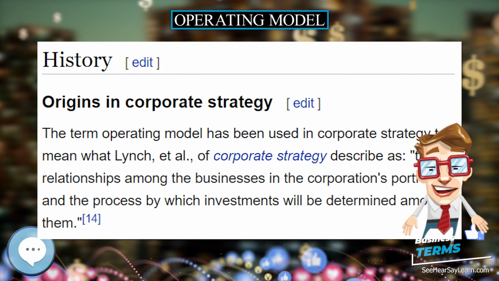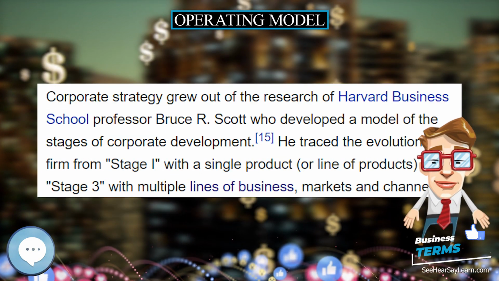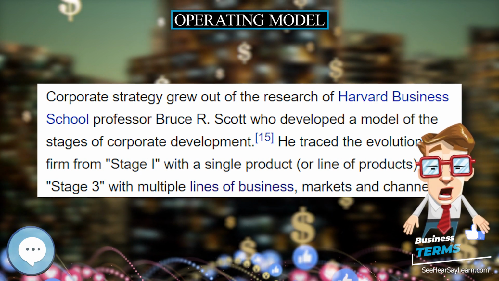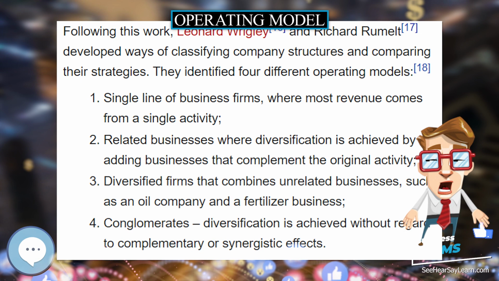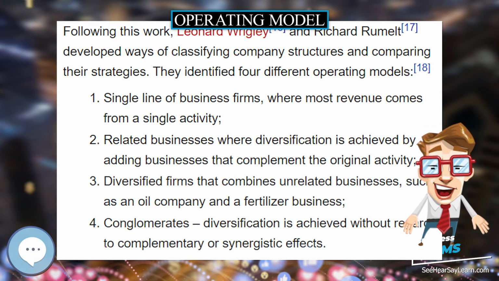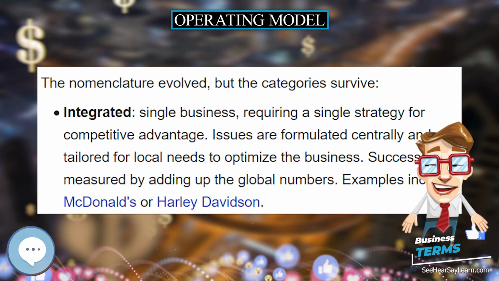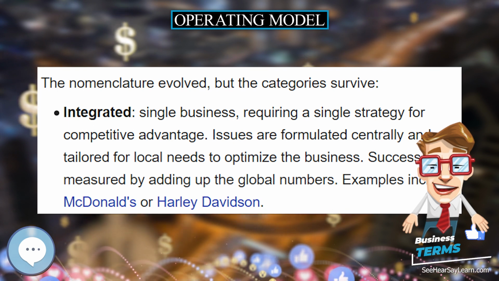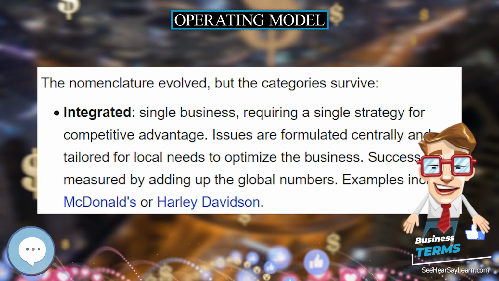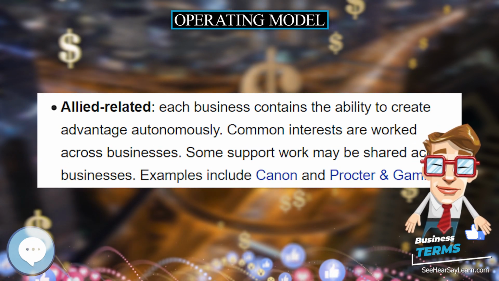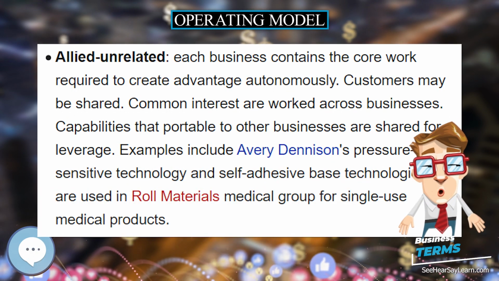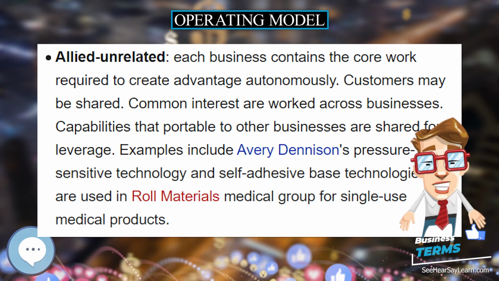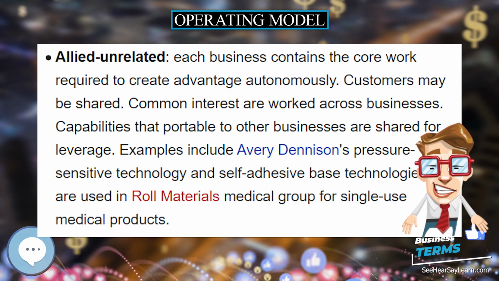History. Origins in corporate strategy. The term operating model has been used in corporate strategy to mean what Lynch, et al., of corporate strategy describe as the relationships among the businesses in the corporation's portfolio and the process by which investments will be determined among them. Corporate strategy grew out of the research of Harvard Business School professor Bruce R. Scott, who developed a model of the stages of corporate development.